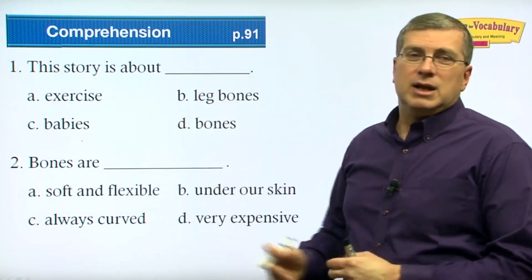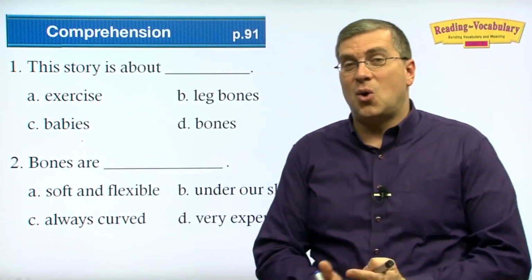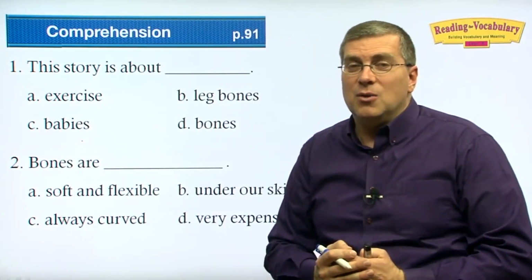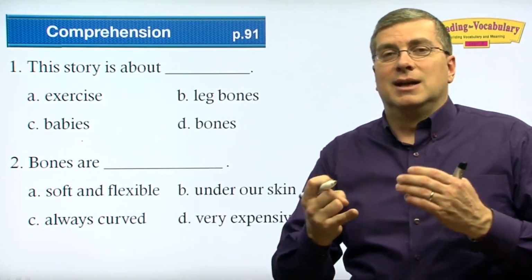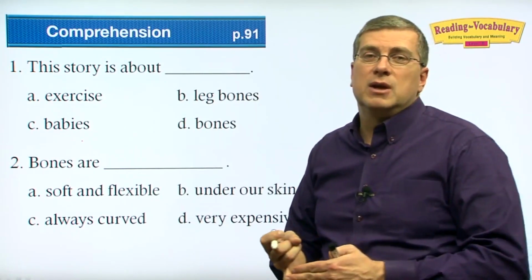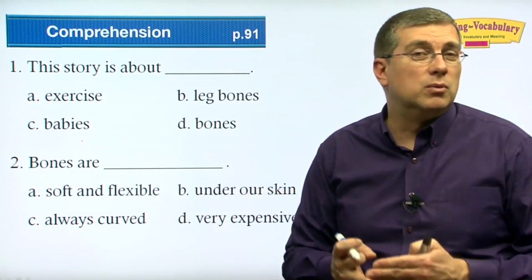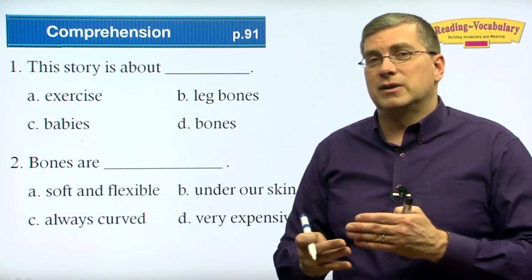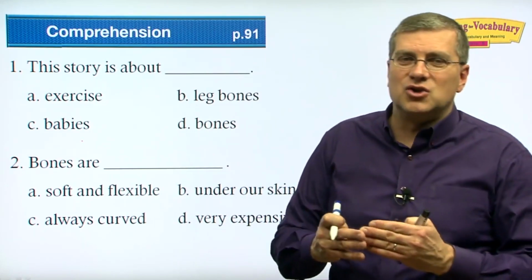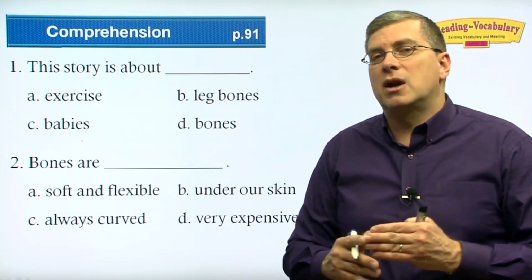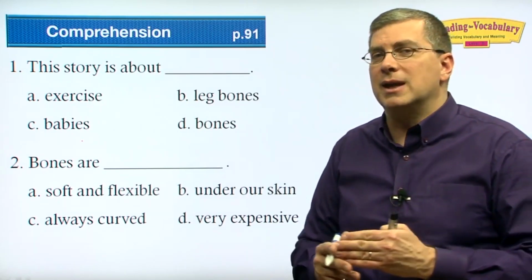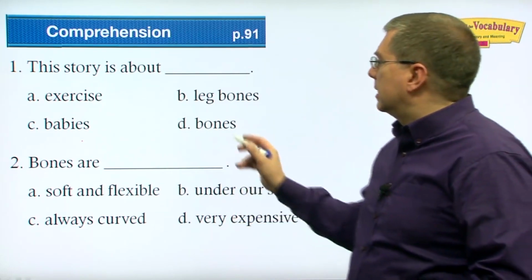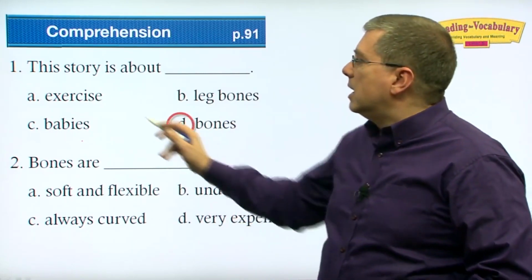This story is about. So what were we talking about in the whole story? Of course, that answer is probably very easy for you. We were talking about shapes of bones. We were talking about what bones do, the functions of bones. And we were talking about the smaller bones, the larger bones in your body. But we were also talking about how to keep your bones healthy. So what are we talking about? We're talking about bones, right? D is the answer here.